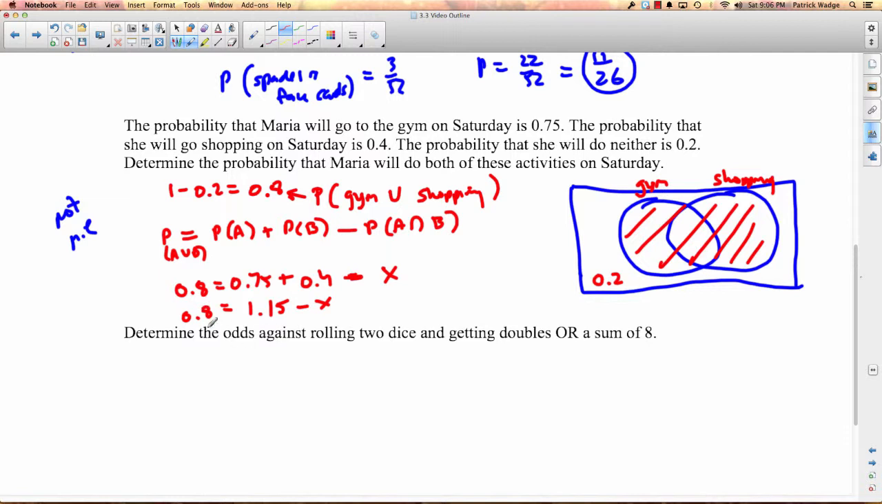Let's move the X to this side and the 0.8 to that side. So the X moves over and just becomes X, and the 0.8 comes over and becomes minus 0.8. And we get X equals 0.35. That X is the overlap area right here. And what were we looking for in this question? We wanted to know the probability that Maria would do both activities. That's exactly what that finds. You found it. There's a 35% chance, 0.35.